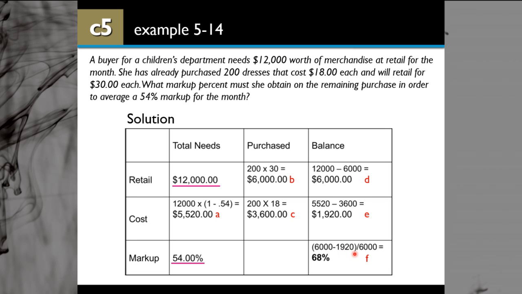1,920 divided by your retail. Once again, total retail minus total cost divided by total retail. Then you got this 68%. So that is that. She needs to obtain this 68% markup in order to average the 54% markup for the month. So that's going to be the answer for that.